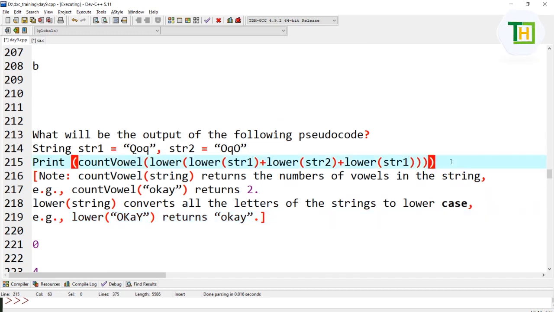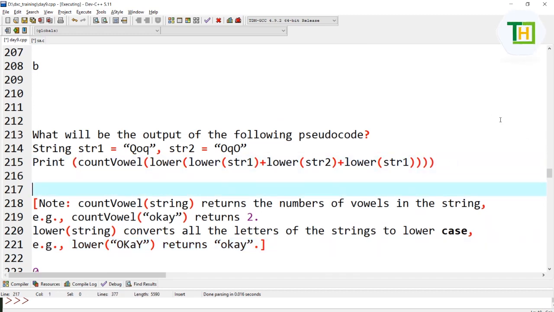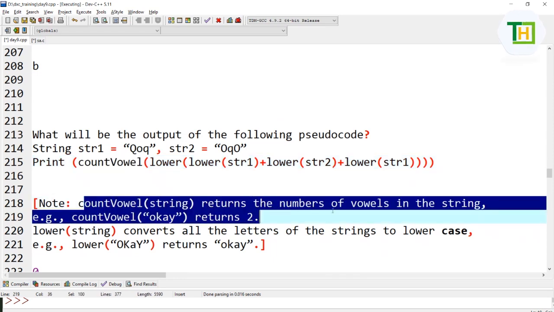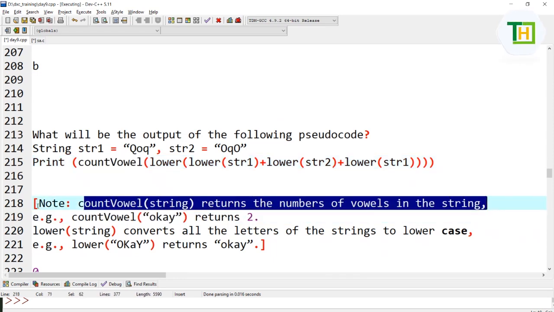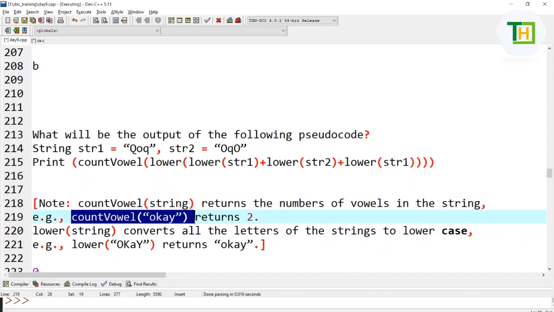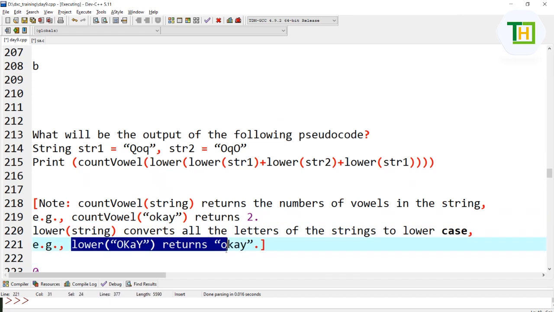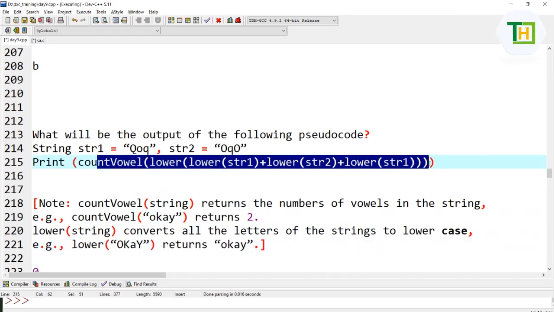Okay, and coming to here, countVowels of, there is a function like that. We are not going to write any code, and we have to imagine that countVowels of string returns the number of vowels in a string. Here it is given that countVowels of OK returns 2, that means how many vowels are there? There are 2 vowels. That's why it returns 2. And lower of string converts all the letters of the string to lower case. For example, lower of OK returns ok in small letters.